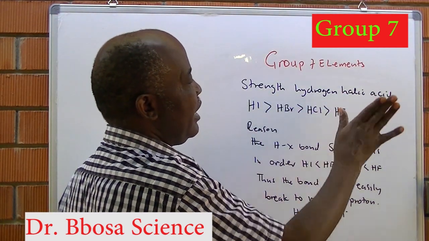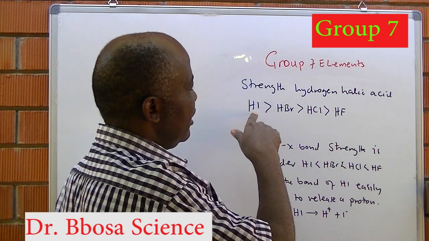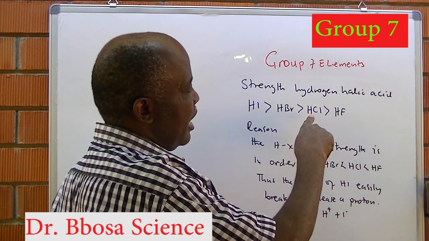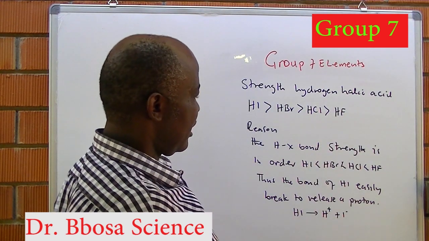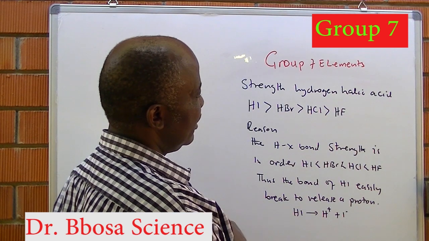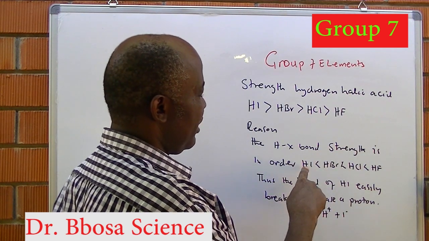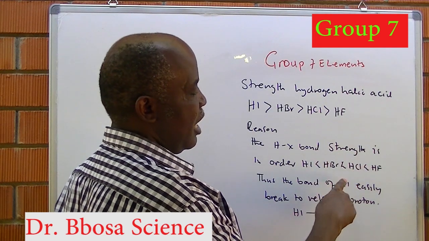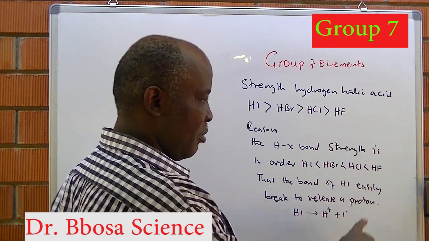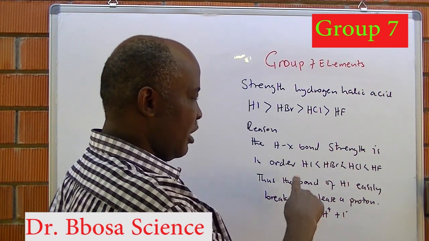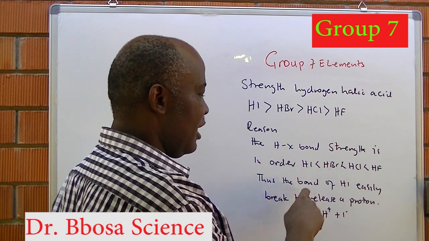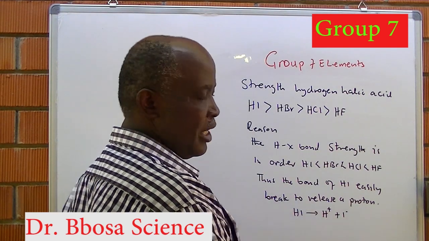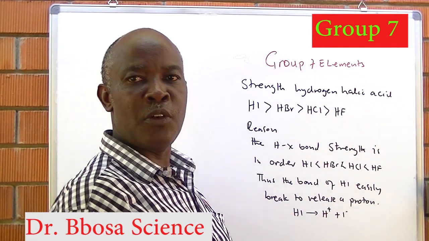Strength of hydrohalic acids. The order is HI is a stronger acid, then hydrobromic acid, then hydrochloric acid, then hydrofluoric acid. Reason, the H-X bond strength is in order: the bond between hydrogen and iodine is weaker than the bond between hydrogen and bromine, which is weaker than hydrogen and chlorine, which is weaker than hydrogen and fluorine. For that reason, the bond between hydrogen and iodine can easily hydrolyze to produce a proton. Presence of more hydrogen ions in the solution means stronger acid.